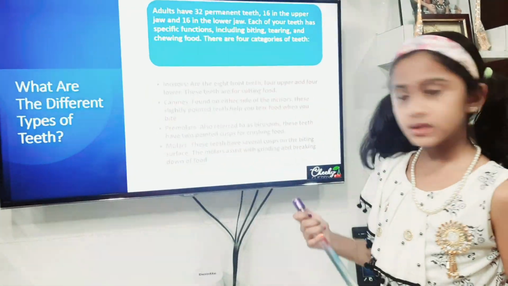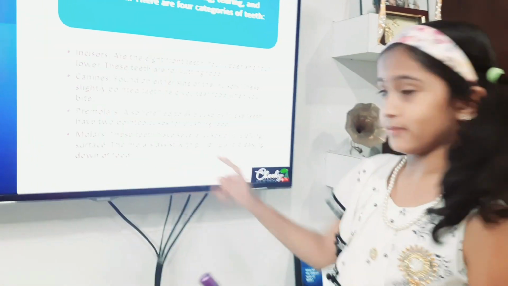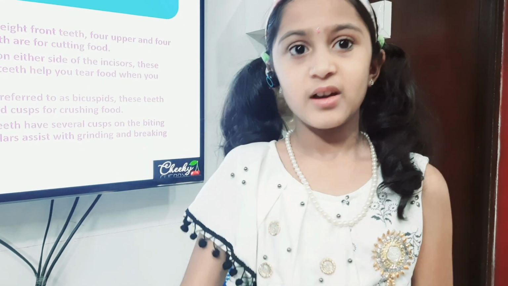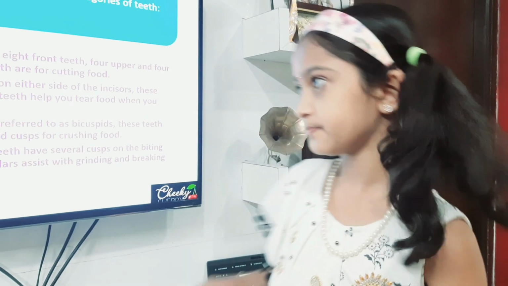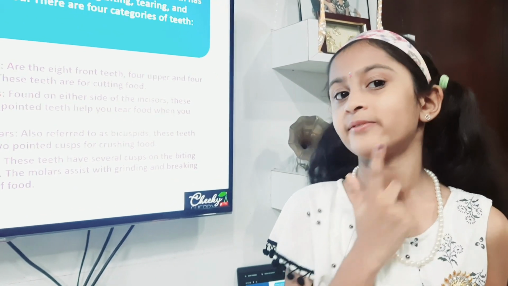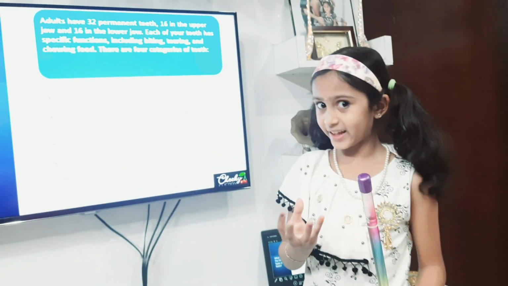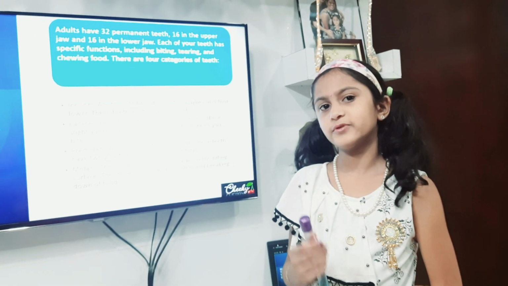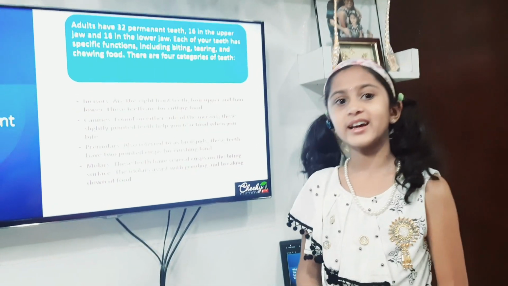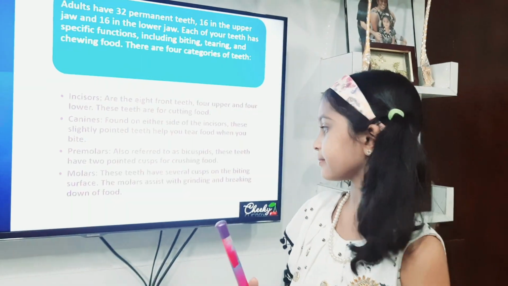Then we'll move on to the premolars. These teeth have 2 pointed cusps for crushing food. Now the premolars are 2 on each side, which means 8 premolars. The canines are 4 in the total mouth: 1, 2, 3, 4. And the premolars are used for crushing or cracking hard foods like nuts, cashews, pistachios, things like that.